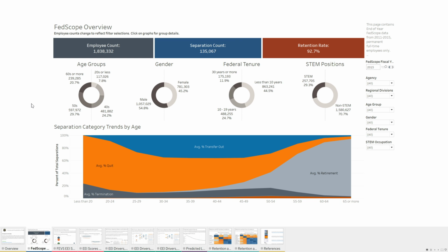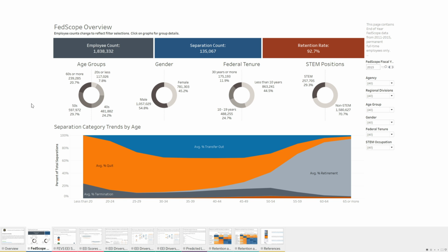This is the FedScope overview, right? It's going over our workforce, and we're using that FedScope data. It includes active employees, separation count, retention rate, age groups, gender, federal tenure, STEM positions, an area chart that shows the separation trends over age groups, right?